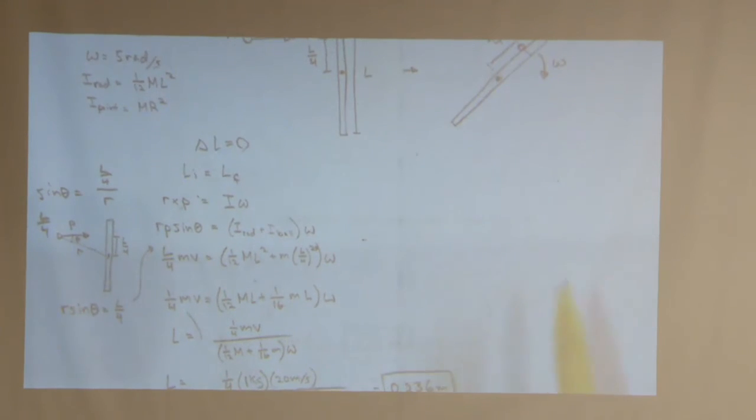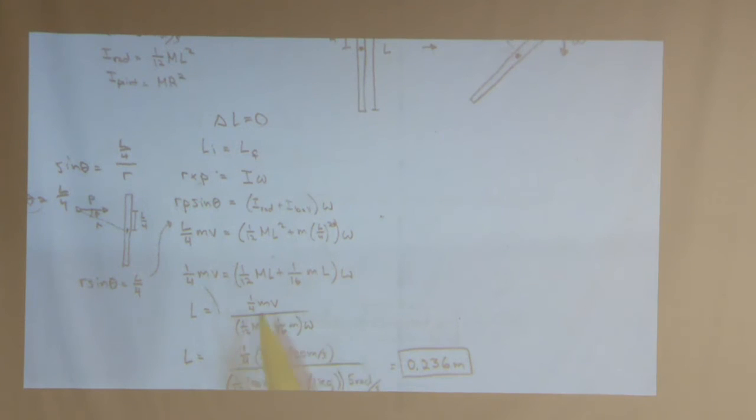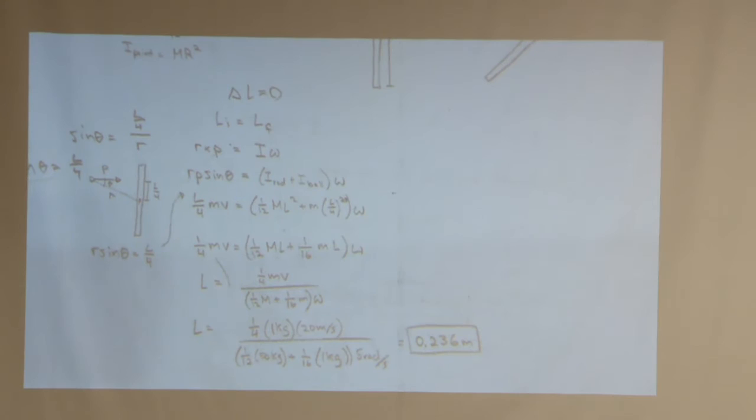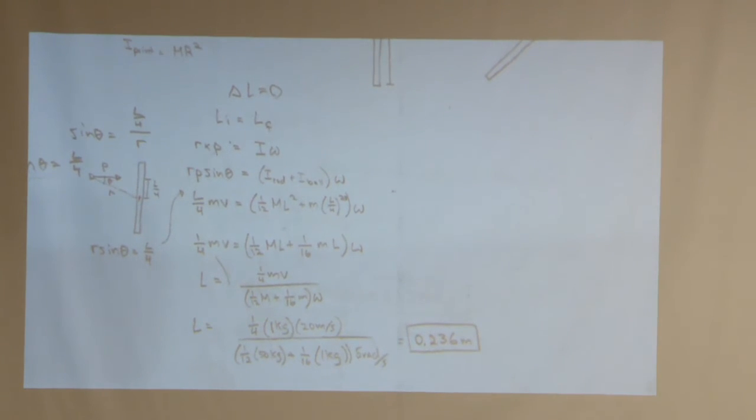Then from here, everything is just algebra. You want to solve for L. So you get L is equal to 1/4 mv divided by 1/12 m plus 1/16 m omega. And then all the values are given to you. Plug in those values, and you end up with 0.236 meters for the length of the rod.